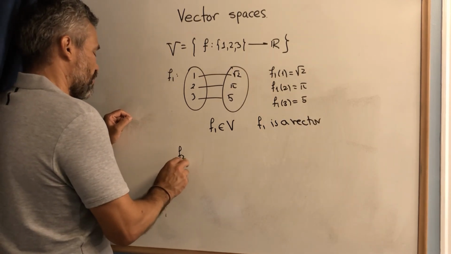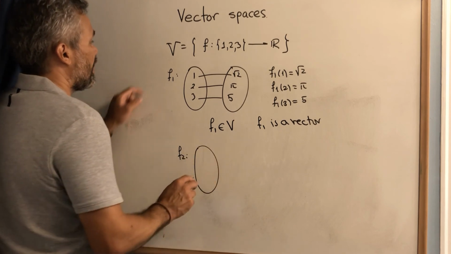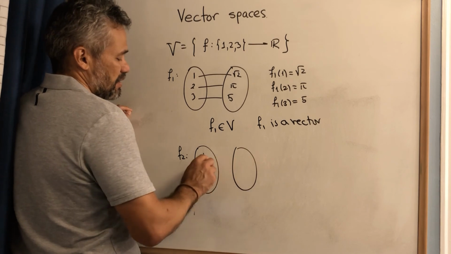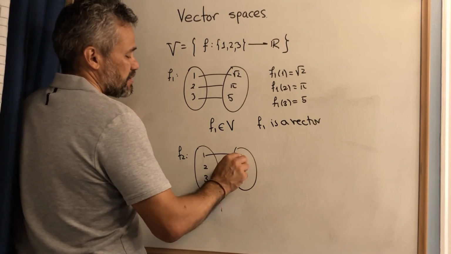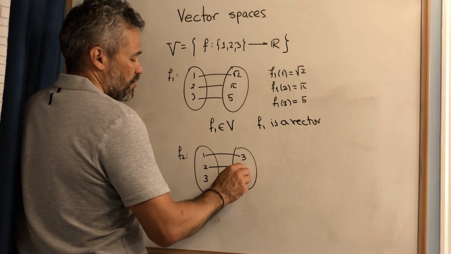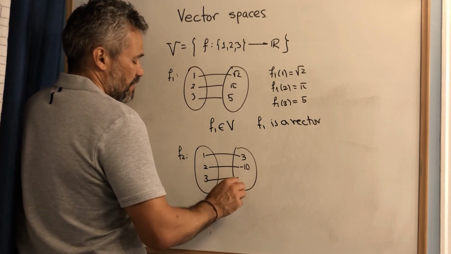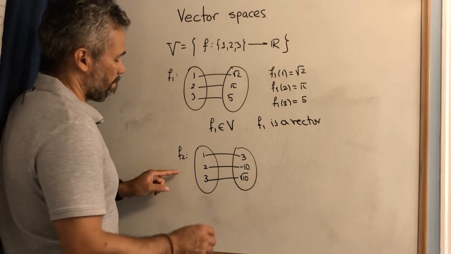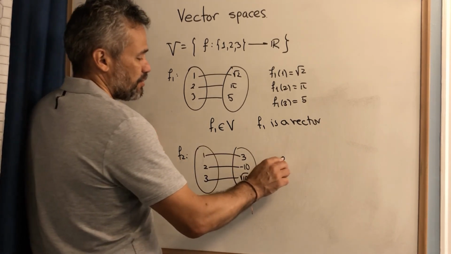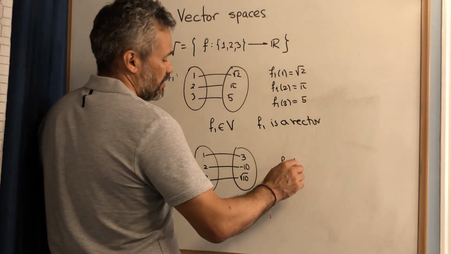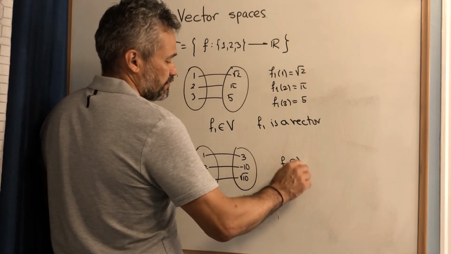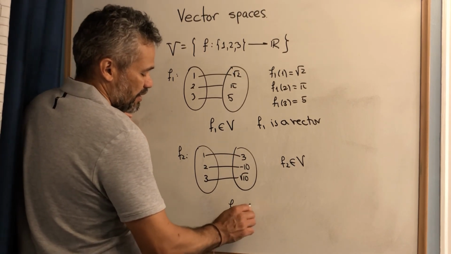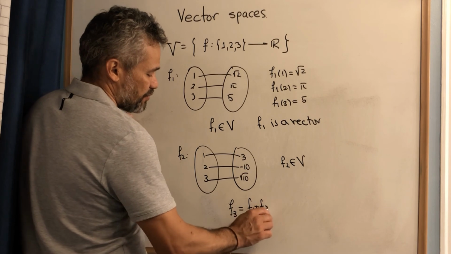Let's make up another example. f2, another element in this vector space, 1, 2, 3, and let's say that f of 1 is 3, f of 2 is negative 10, and f of 3 is square root of 10. Then in this case f2 is another vector, right? And then we can do the sum of the two functions. We call f3 equal to f1 plus f2.